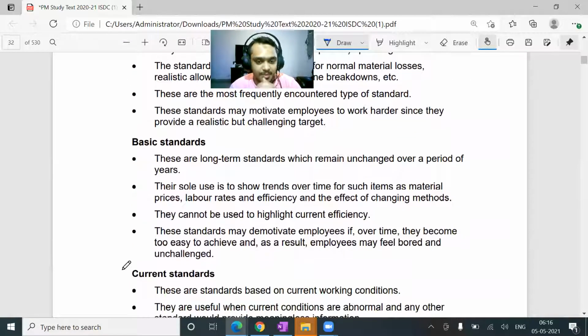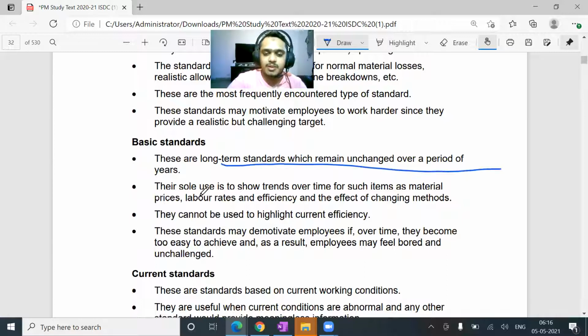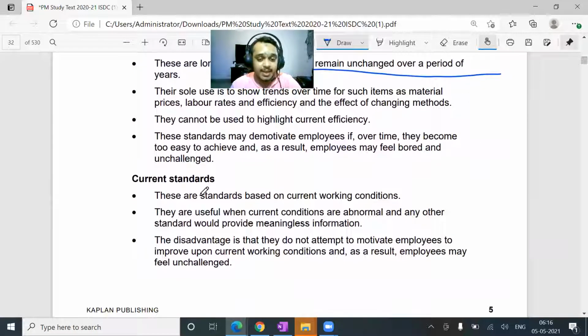And then comes the basic standards you can see in here. Long-term standards which remain unchanged over a period of time, for basic years. For a period of years, it's nothing but the old standards which keep on coming in on a basic manner. Then comes the current standards. These are based on the current working conditions, somewhat relevant towards the attainable standards itself.